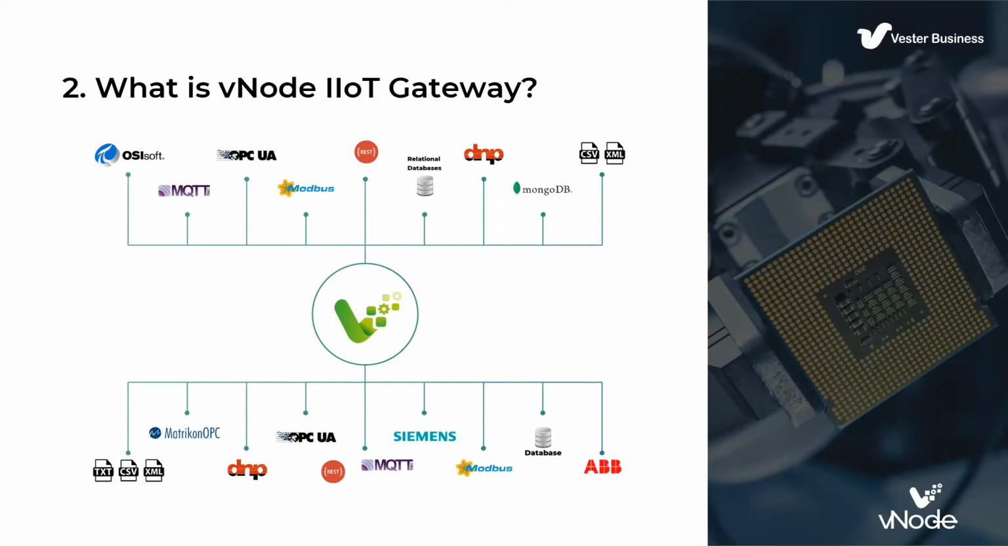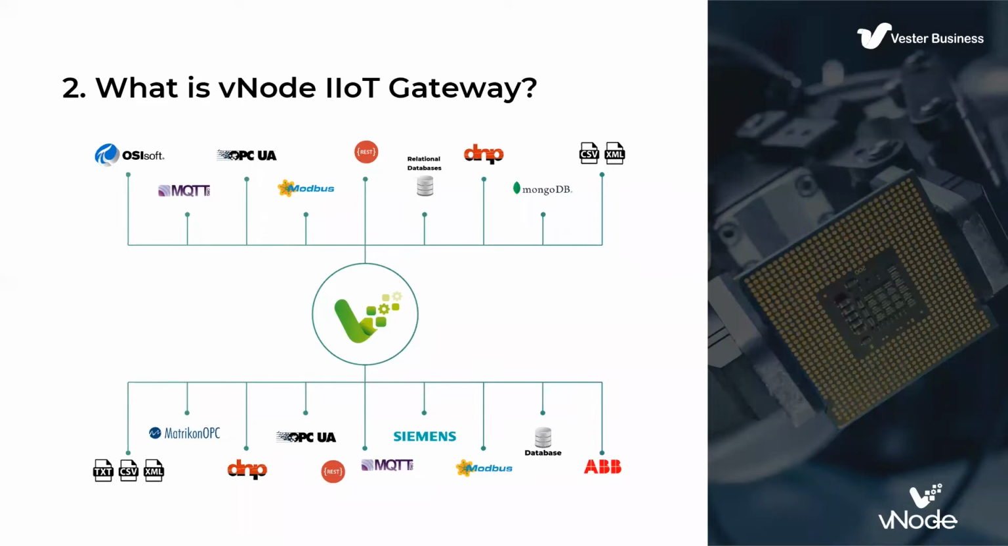All the data that you are collecting with vNode Automation, you can push out to applications like PI OSIsoft, or even to the cloud like Amazon Web Services, Microsoft Azure, Google Cloud, or any cloud by MQTT protocol. The same with OPC UA, because vNode natively supports OPC UA.